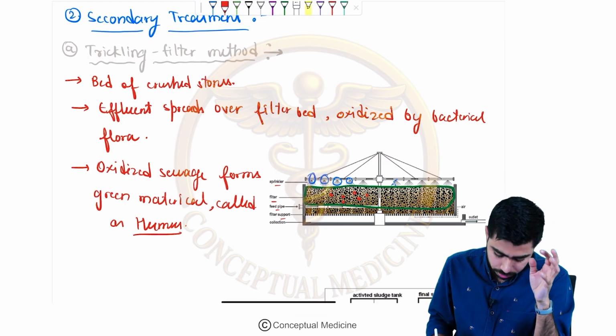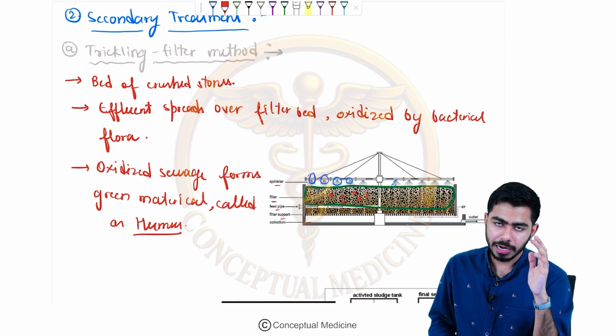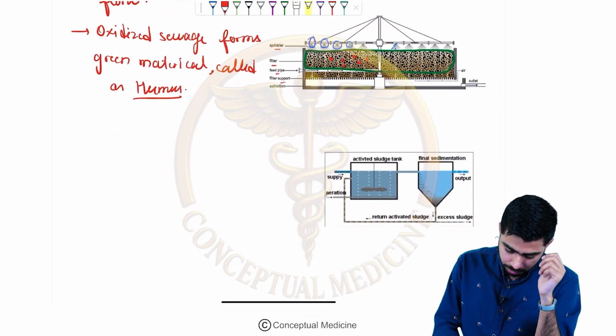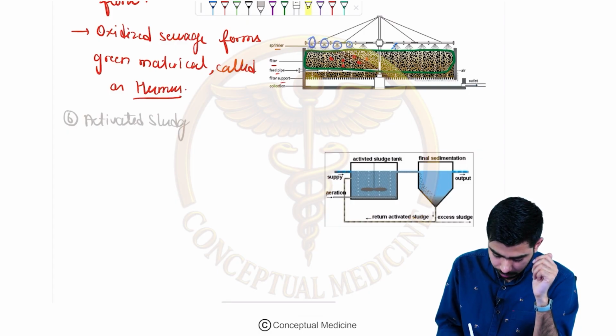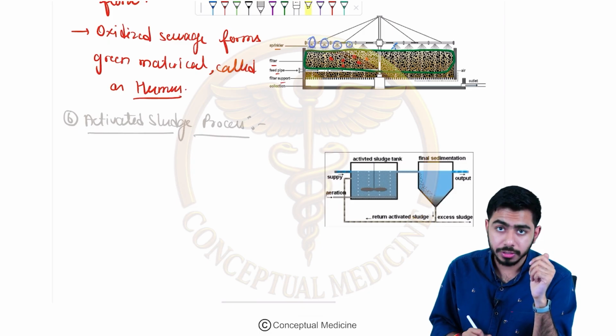So that is the thing about the trickling filter method. Then we have the next method over there. This is called the activated sludge process. Activated sludge process.